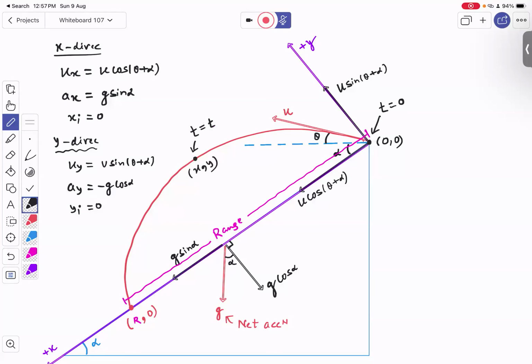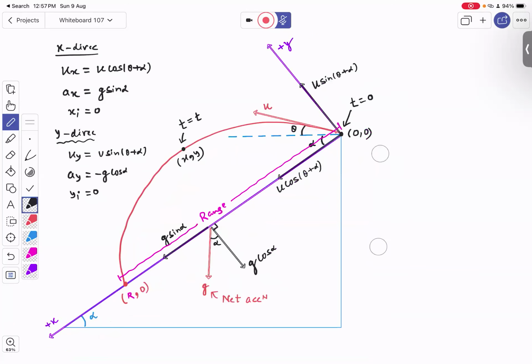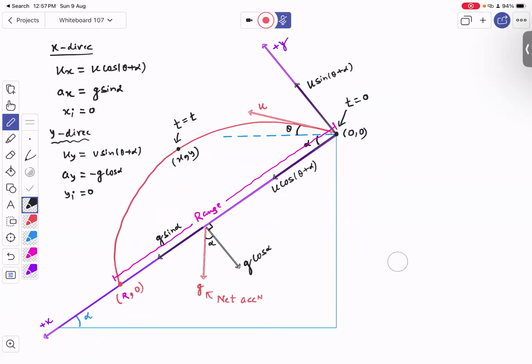So to find out things like time of flight and range, what we do is kind of similar. And also one more thing here, the maximum height is going to be this, no? So when I say maximum height, here I mean the height from the inclined plane surface. Okay?